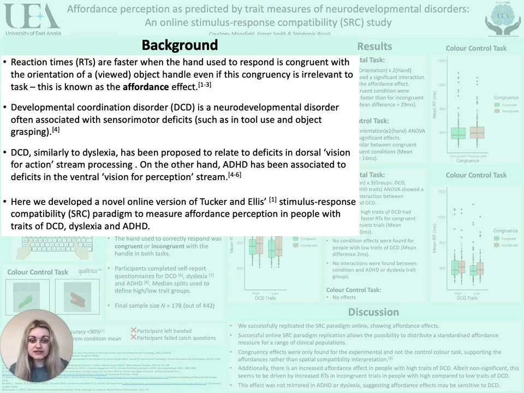We used Qualtrics online software to develop a novel online version of the Tucker and Ellis SRC paradigm to find out if there are differing affordance effects in those with low or high traits of DCD, dyslexia, and ADHD.